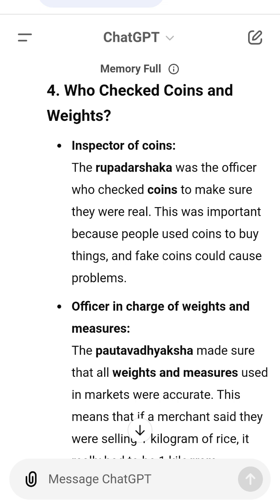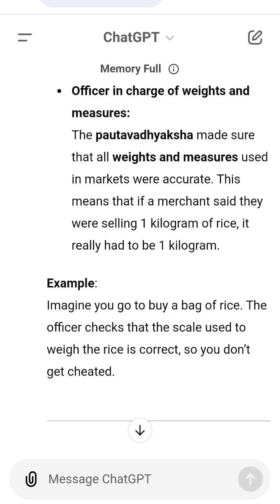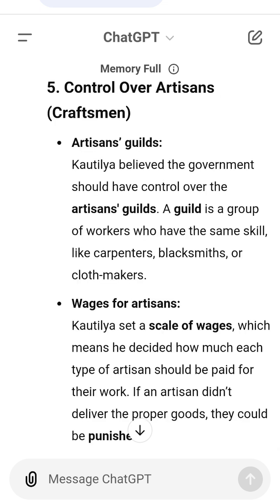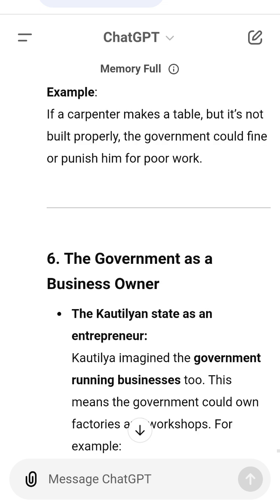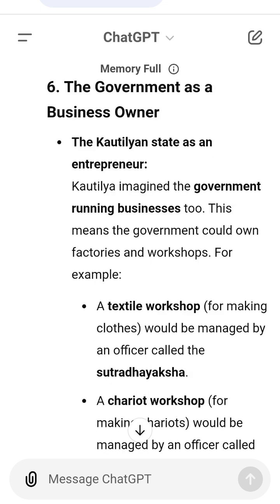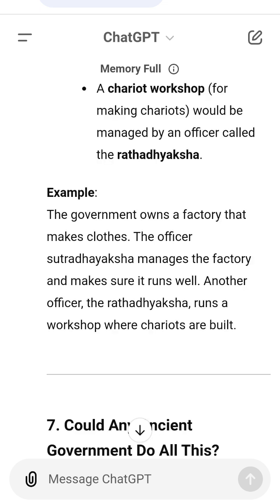He was writing during the Maurya period, when the state was very powerful, so it made sense for him to imagine a government with a lot of control. Example, imagine Kautilya is thinking, what if the government could control everything to make sure everything is perfect? But in reality, no government could control every market, every business, every worker in such a detailed way.